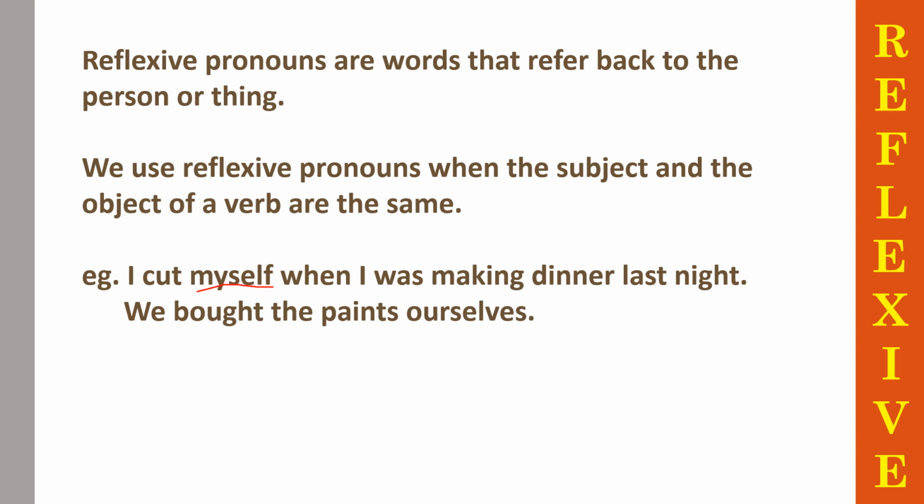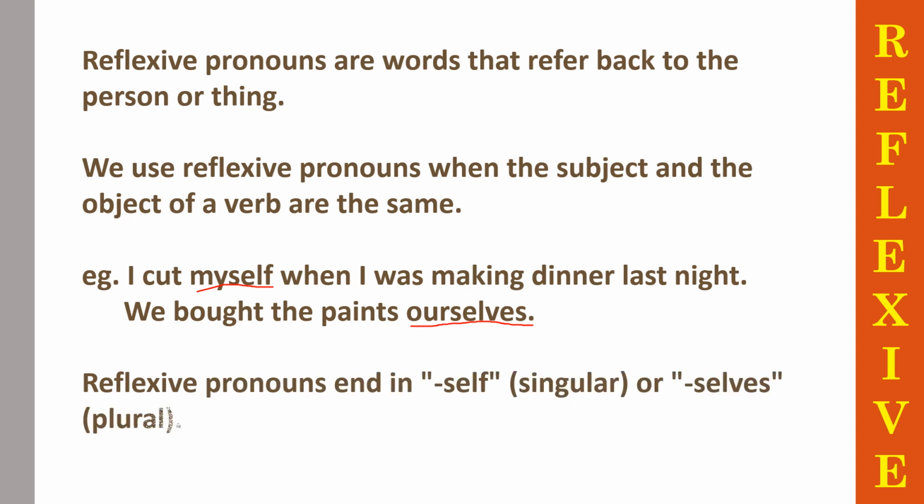Similarly, we bought the paint ourselves. So we are talking about we and we are talking about ourselves. The same thing. So ourselves becomes a reflexive pronoun. Reflexive pronouns end in self for singular pronouns like I, me, he or she. Whereas for plural pronouns like we, them, they, we use the plural form selves.